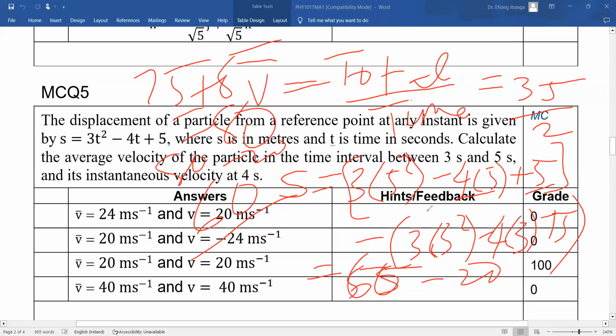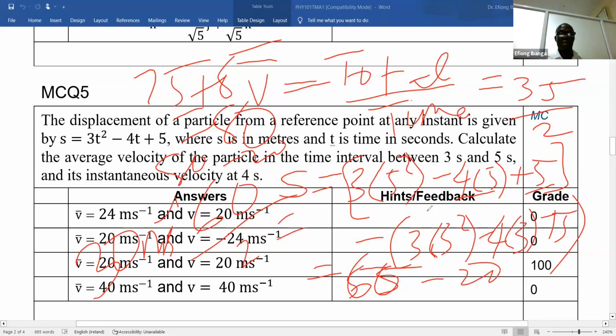Then the time interval is supposed to be what? 5 minus 3, which is 2. So it's supposed to be 30 meters per second for the average speed. The instantaneous speed, so that means it's supposed to be 30. It's not even included here. Do you understand? It's supposed to be average speed, which we have just calculated.